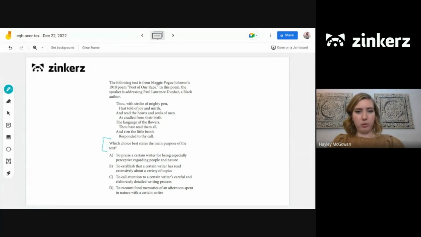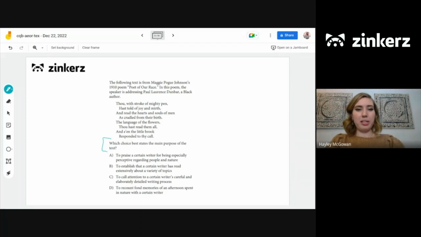So thou with stroke of mighty pen hast told of joy and mirth, and read the hearts and souls of men as cradled from their birth. The language of the flowers thou hast read them all, and even the little brook responded to thy call.